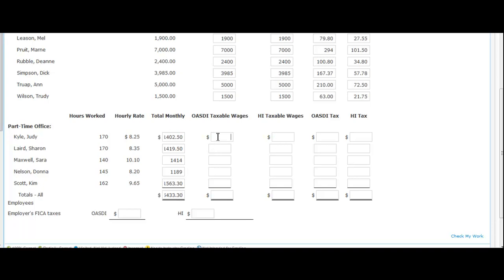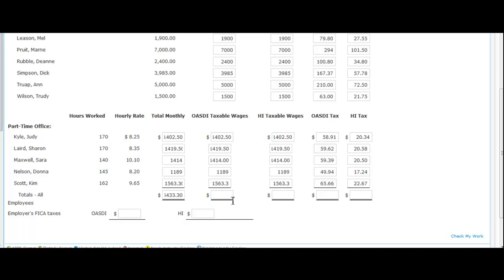Then we're going to have to calculate the taxable wages and then the high taxable wages, and this is going to be like above. Nobody's making over the maximum of $110,100, so all of it will be subject to OASDI and all of it will be subject to taxable wages. I've gone in and calculated everything. For our OASDI we took the total taxable wages times 4.2%, and for the high tax, we took the total taxable wages times 1.45%.